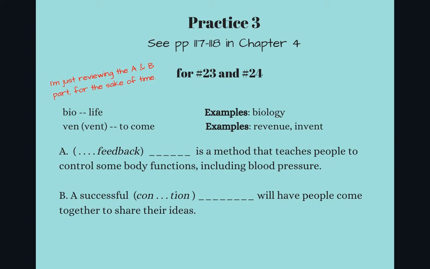So for 23 and 24, which is on page 118, bio means life, and ven or vent means to come. So A says, something feedback is a method that teaches people to control some body functions, including blood pressure. So it has to do with your body functions. That's life related. Biofeedback would be the answer there. And a successful something will have people come together to share their ideas. So the clue is people coming together. So it's convention.